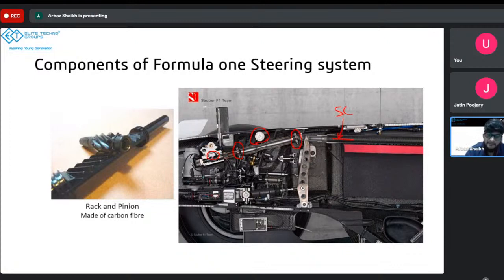Because if you put it below and use it in anti-Ackerman geometry, if you turn left, your rack will move towards the right, and it will push your wheel in such a way in anti-Ackerman geometry that the wheels move in the right direction. So essentially, you're turning left, but your wheels will be moving right.